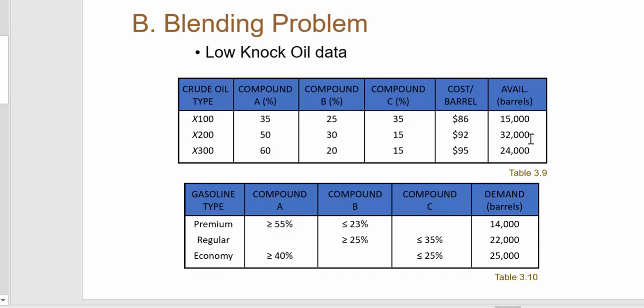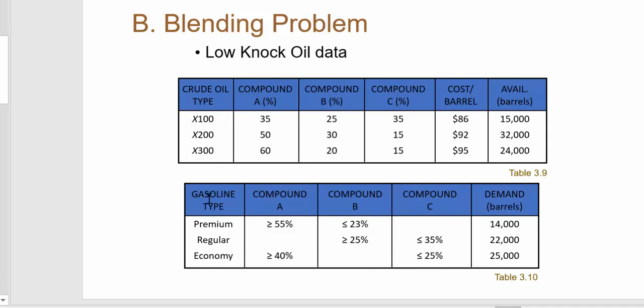So they can buy what we call the unrefined oil, and then they can refine it and blend it and make different types of gasoline from it. Now there is a different composition. As you can see, the different types of crude oil have different levels of compound: compound A of 35%, 25%, and 35% of compound C for crude oil type X100, and that costs $86 a barrel. So the idea is, how can we make these types of gas and meet this demand in a low cost way? So we're trying to minimize costs here.